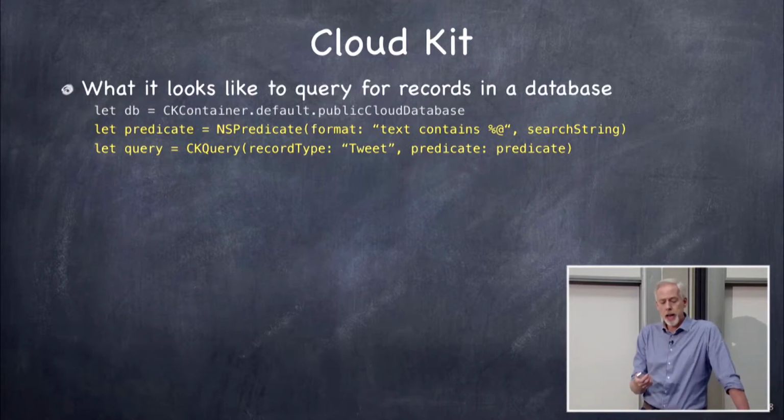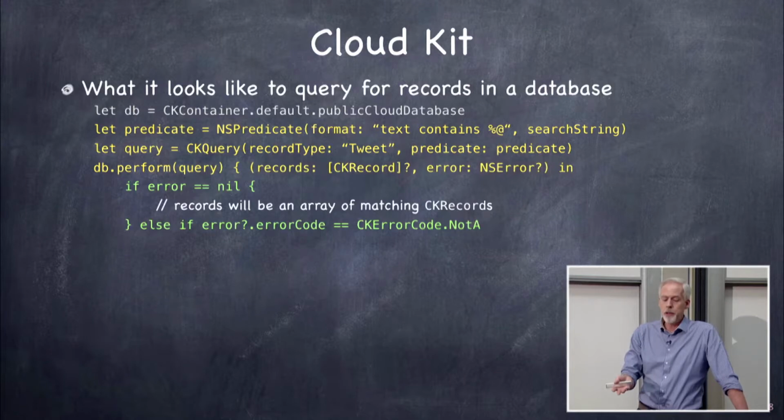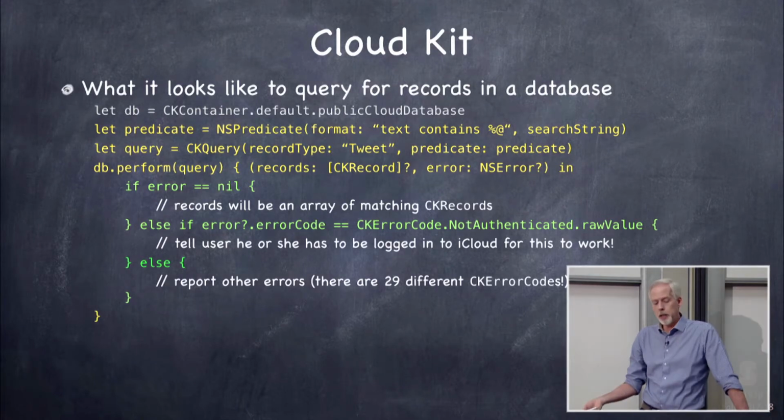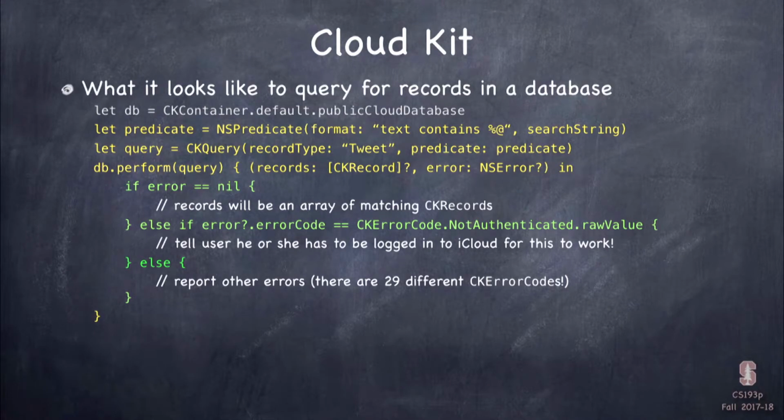But then you create a CKQuery, which is a CloudKit query, and then you say perform, and of course it's asynchronous, so you provide a closure and it calls you back with the results of doing that query. So that's what querying looks like. Again, pretty simple, but asynchronous and not as powerful as Core Data.